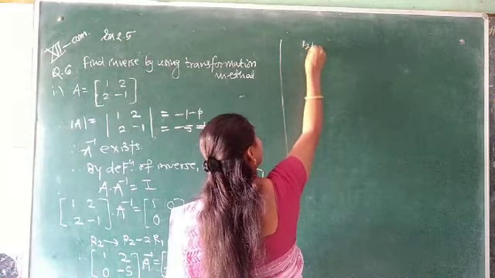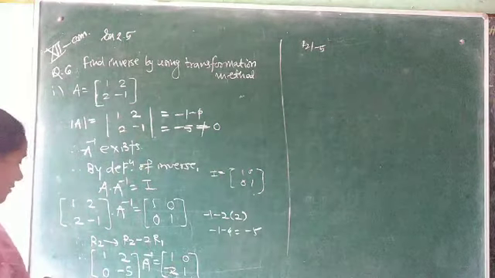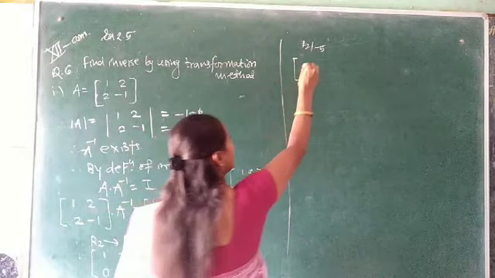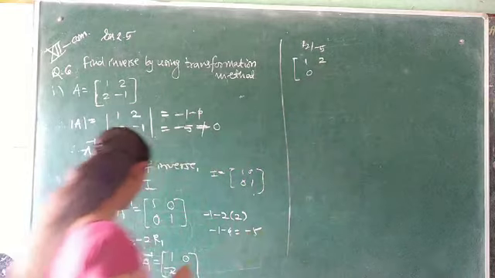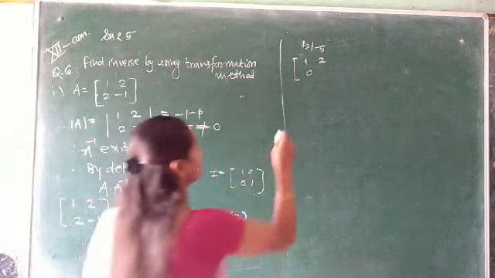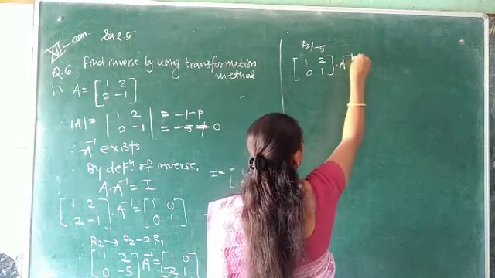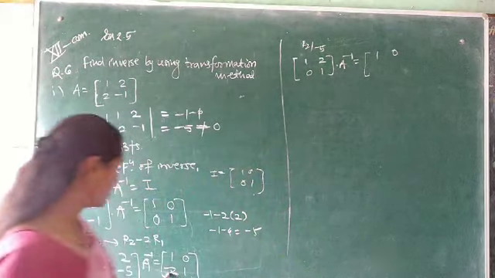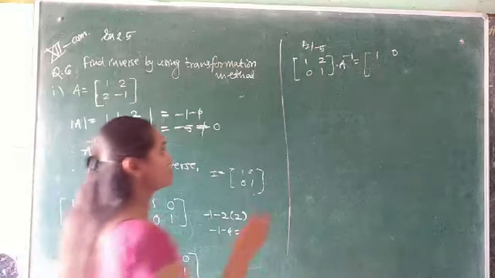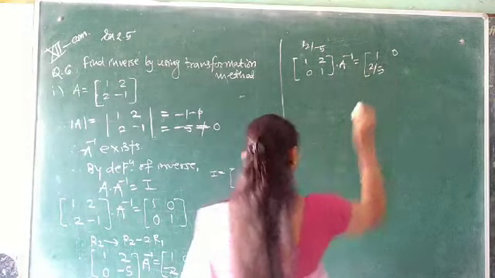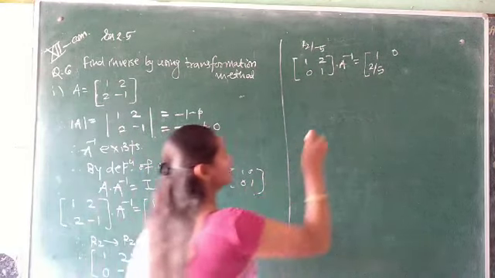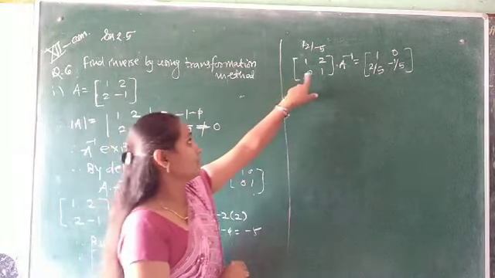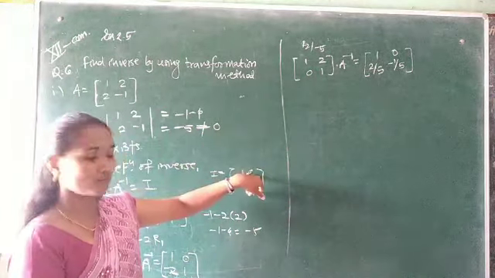R2 divided by minus 5. What did we do? We are dividing R2 by minus 5, so here we get 1. R1 right as it is, 1 2. 0 upon minus 5 is 0, and minus 5 upon minus 5 is equal to 1. A inverse is equal to, write the 1 0 as it is. Here minus 2 divided by minus 5, so it becomes plus 2 by 5. Minus minus will cancel, and here 1 upon minus 5 is minus 1 upon 5.